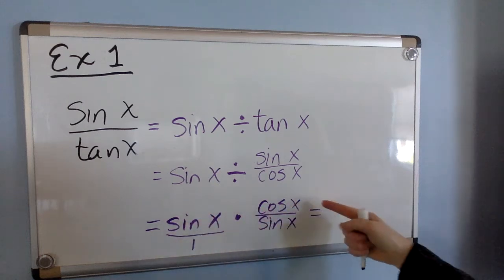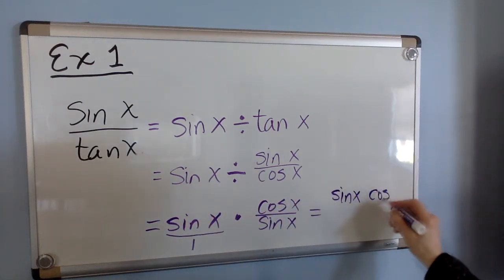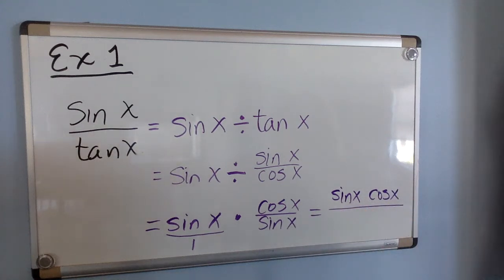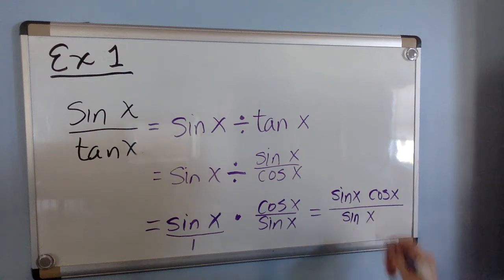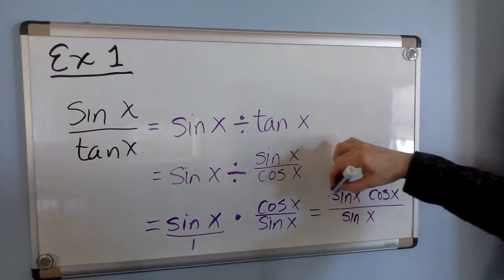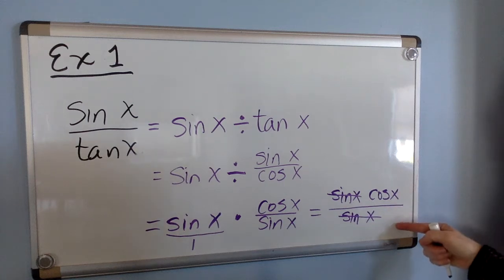Let's multiply the numerators together, and I'm going to have sine of x times the cosine of x. And in the denominator, I'm going to have 1 times the sine of x, or just sine of x. And as you can see, the sine of x in the numerator will cancel out the sine of x in the denominator, and I'm just left with the cosine of x divided by 1.